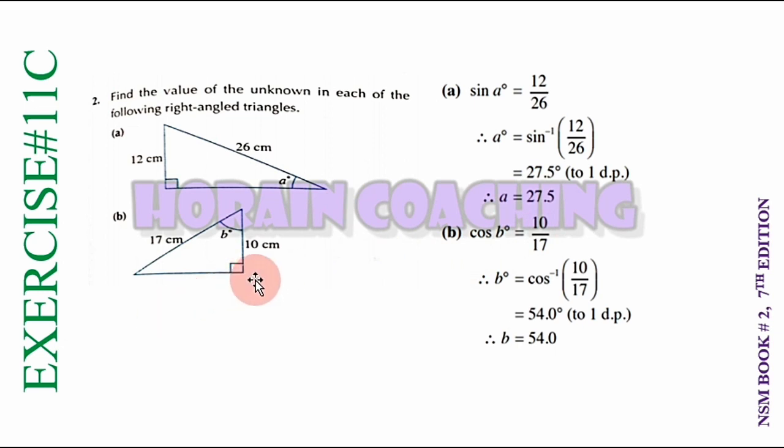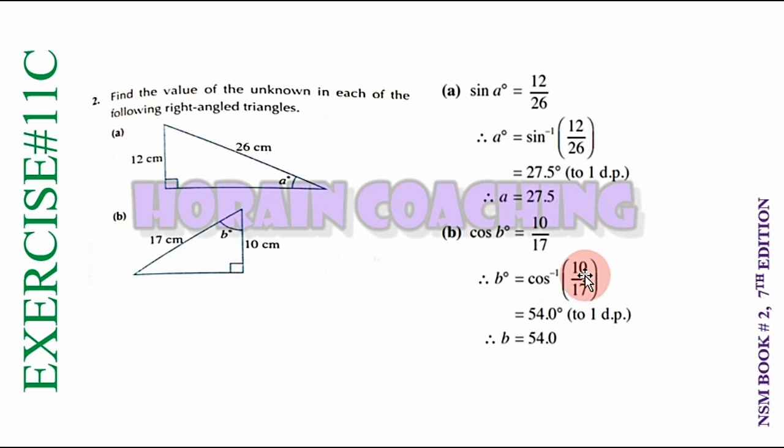Now see part B. We are given the side adjacent to the angle and the hypotenuse. So here the cosine ratio is equal to base upon hypotenuse. So cos B is equal to 10 upon 17. Now we will solve in the same way. We will take this cosine to this side. It will be cos inverse. So B is equal to cos inverse 10 upon 17.